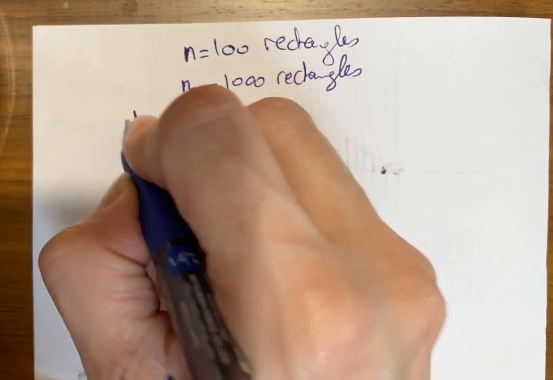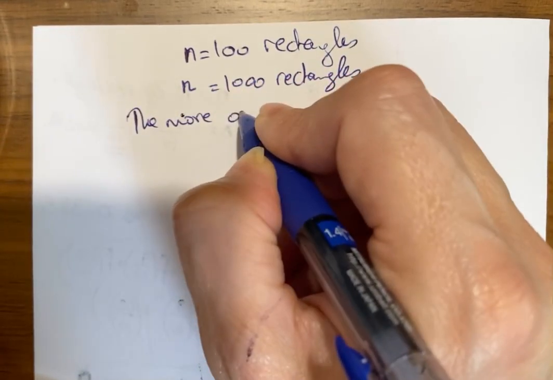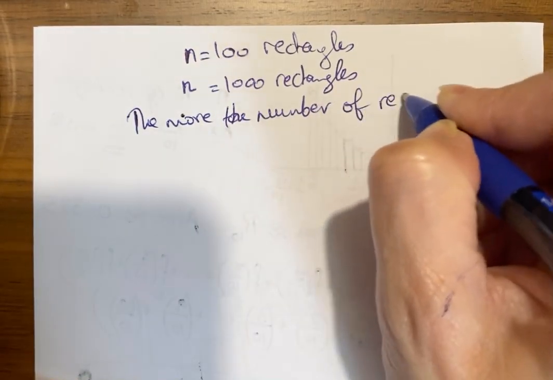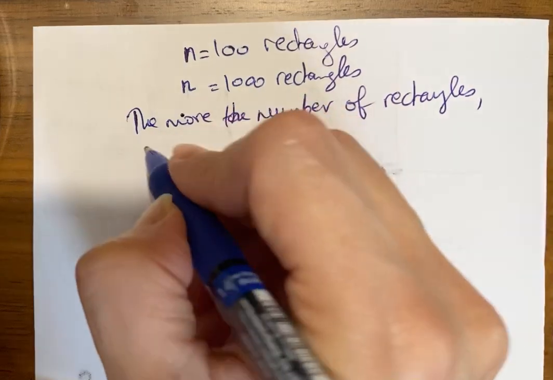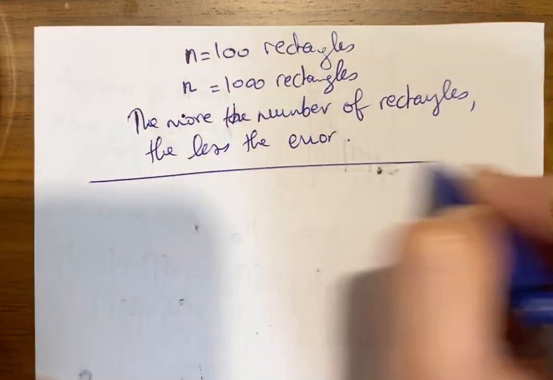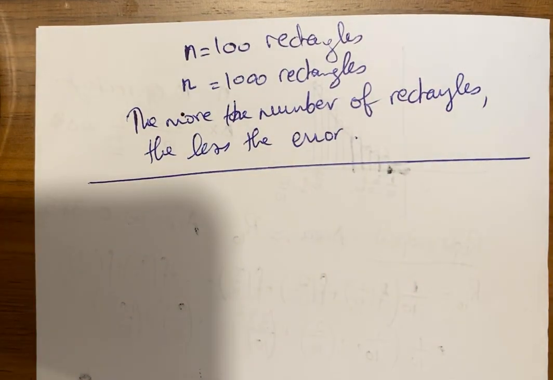The more the number of rectangles we cut into, the less the error. The more the number of rectangles, the less the error. That's what they started thinking of.